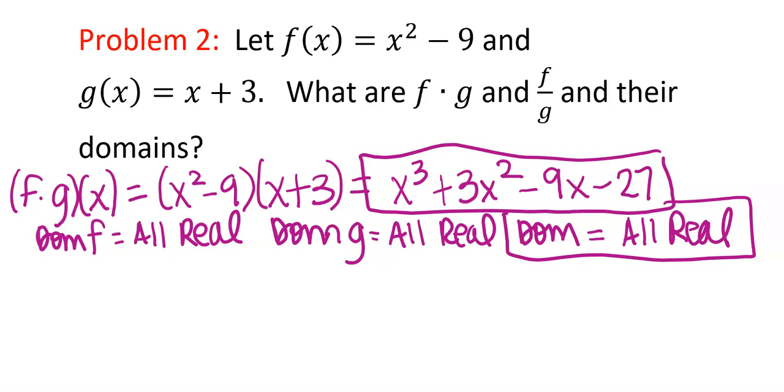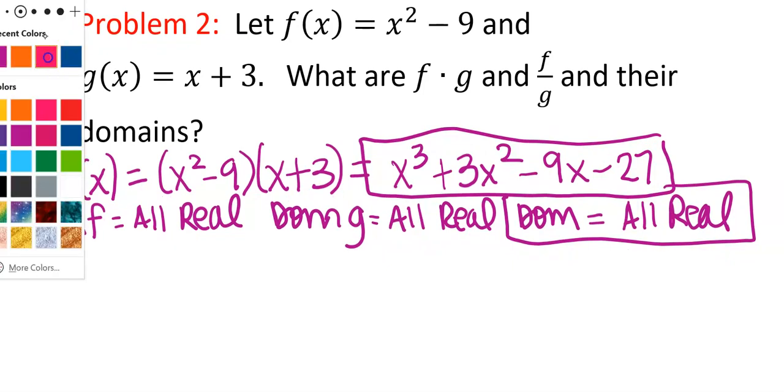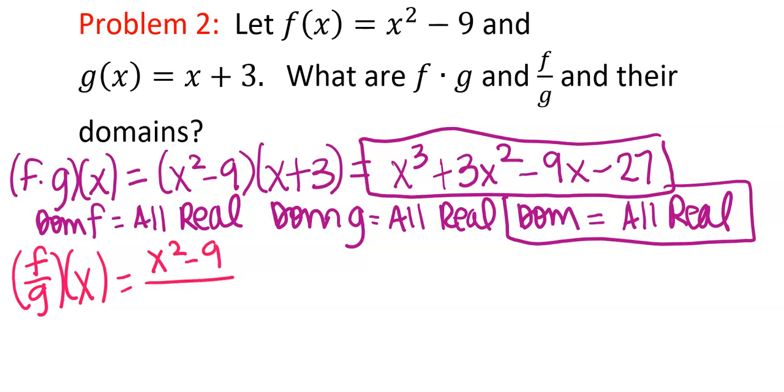Now, the division one is generally not the same as the multiplication one. So adding and subtracting oftentimes are, but the division one usually is not. So for this one, they have f in the numerator, g in the denominator. So we will do x squared minus 9 over x plus 3.